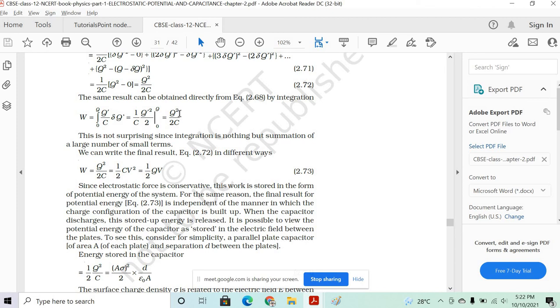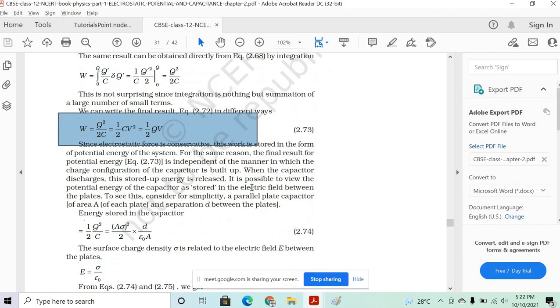Because capacitance is nothing but q by v. So q will be equal to cv. So you substitute cv whole square, so it will become half cv square. C square and c will get cancelled, so it becomes half cv square. That is nothing but half qv. Understood this part? So this is the energy stored in the capacitor.